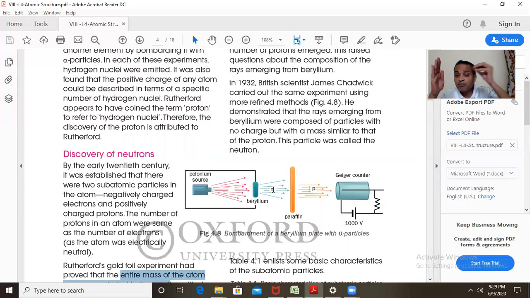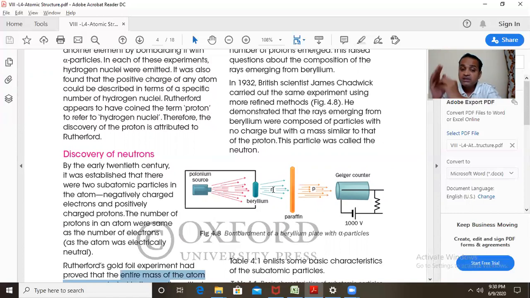And so they must be having some mass, they must be heavy. When these blue rays are bombarded on this paraffin wax, it gives out some particles. That means these particles given out by beryllium must be having some mass. Scientists proved that these particles are neutral. They were not deflected towards the positive or the negative plate. That means they are neutral. But when they knock something out of the paraffin, that means they are heavy.